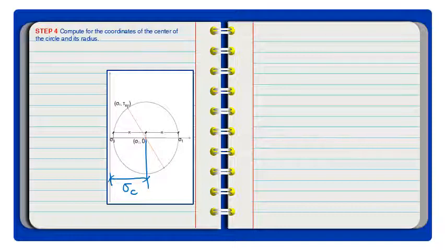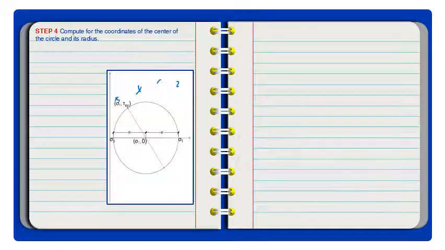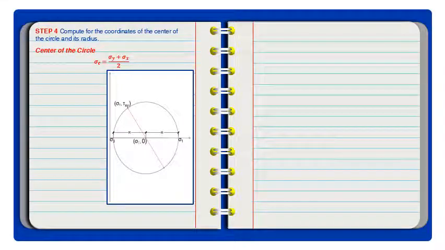Pwede natin siyang kunin through the use of our midpoint formula from analytic geometry. Si midpoint formula, yan yung, let's say that is xm is equal to x sub 1 plus x sub 2 over 2. In our case, pwede nating sabihin that this is x sub 1, tapos ito nandito si x sub 2, which is yung sigma y. So, from that point, we can now have the midpoint formula for the center of the circle as sigma c is equal to sigma y plus sigma x over 2. So, from that formula or the midpoint formula, we now have the center of the circle.